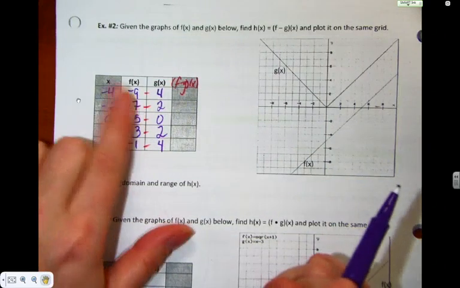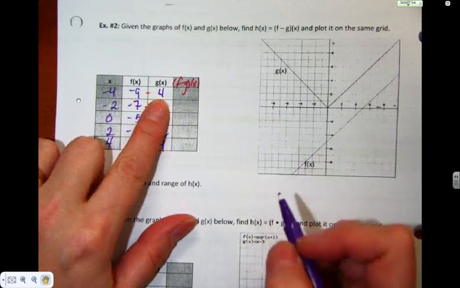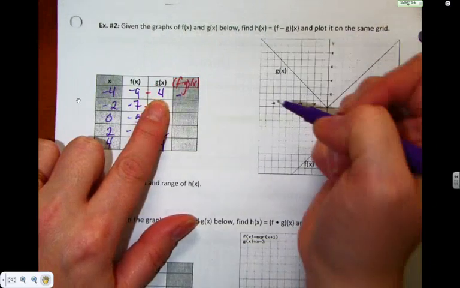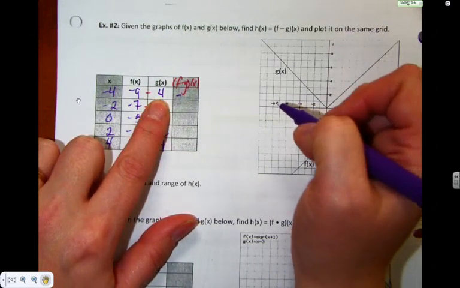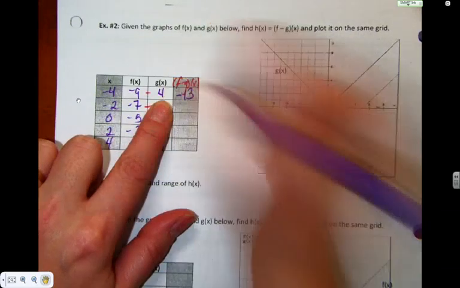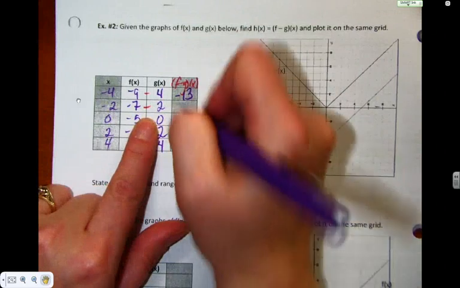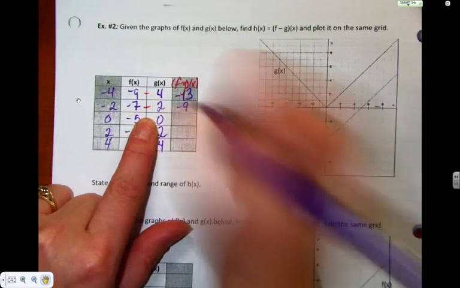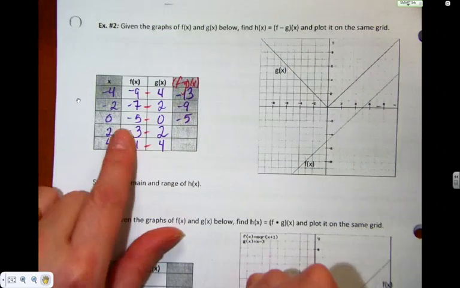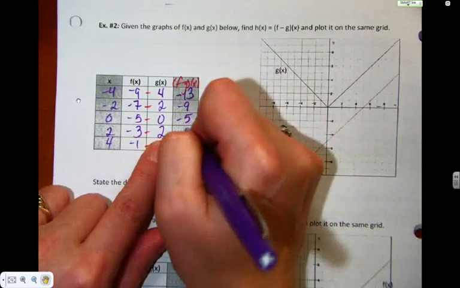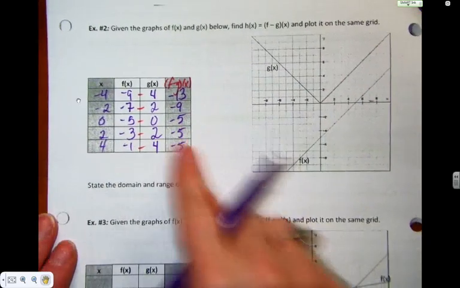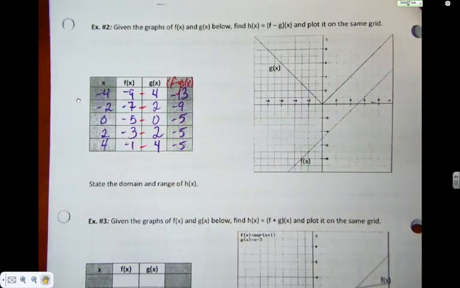So negative 9 minus 4. Negative 7 minus negative 2. Negative 5 minus 0. Negative 3 minus 2. Minus 1 minus 4. Ooh, that's interesting. Take a look at what's happening here. Okay, we'll talk about why after we graph it.